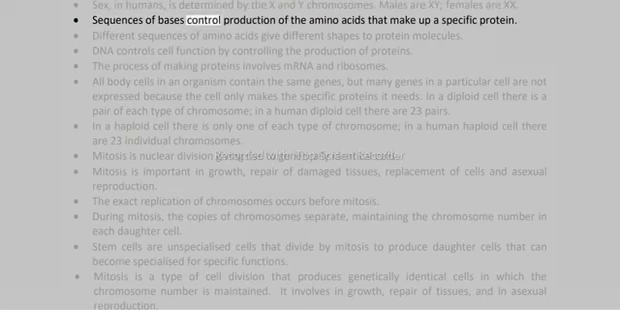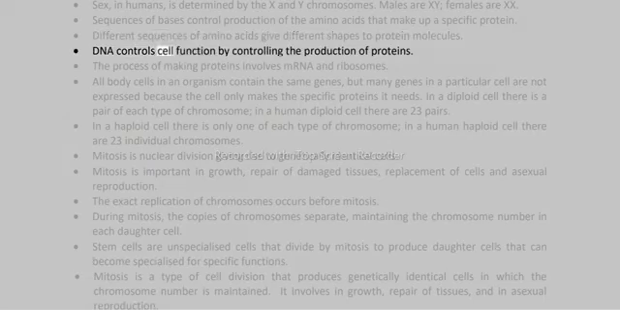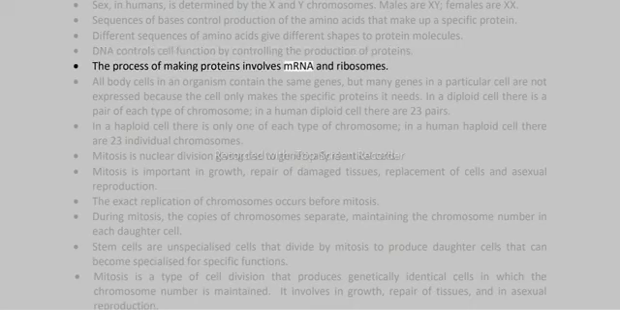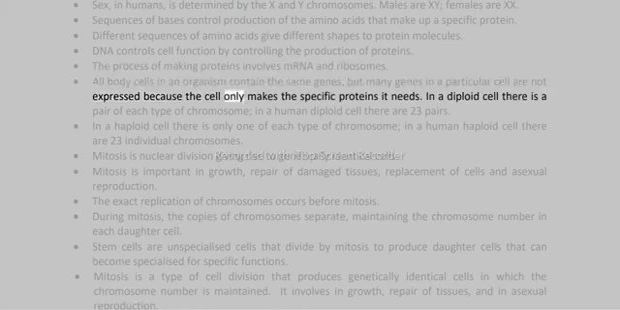Sequences of bases control production of the amino acids that make up a protein. Different sequences of amino acids give different shapes to protein molecules. DNA controls cell function by controlling the production of proteins. The process of making proteins involves mRNA and ribosomes. All body cells in an organism contain the same genes, but many genes in a particular cell are not expressed because the cell only makes the specific proteins it needs.